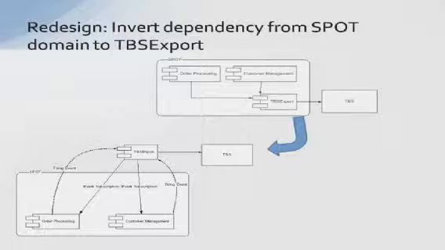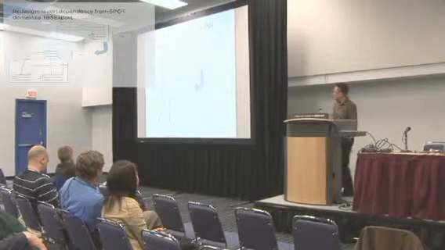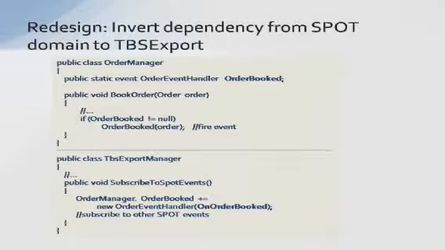But the spot domain layer has no knowledge about the consequences of these events. We implemented this observer pattern using the .NET event mechanism. As you can see, after the change, the dependency got inverted. Again, let's use the order booking example in the new design. When an order is booked in the new system, the book order method no longer calls TPS export directly. It simply raises the order booked event. And TPS export, which has already subscribed to this event with the corresponding handler on order booked, gets notified. The order exporting just takes place.